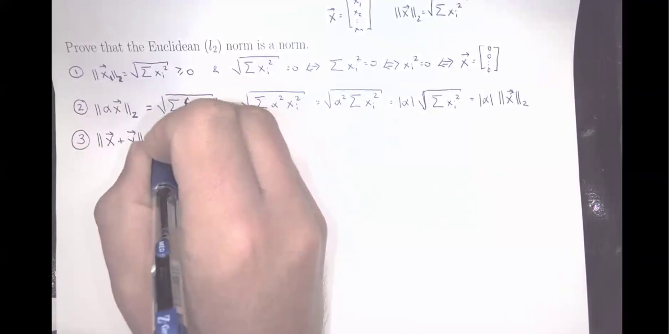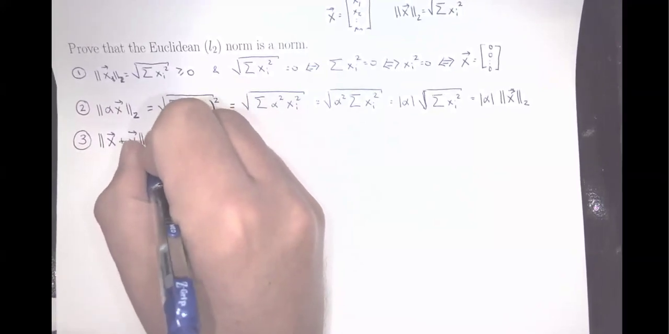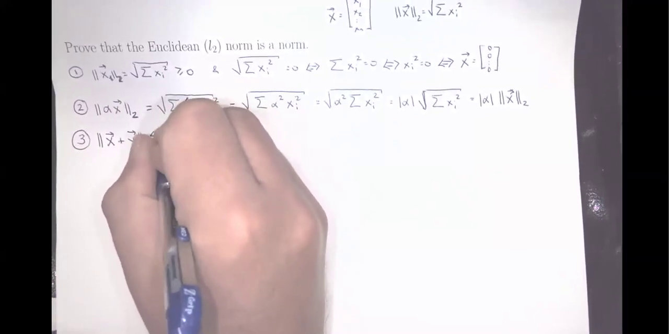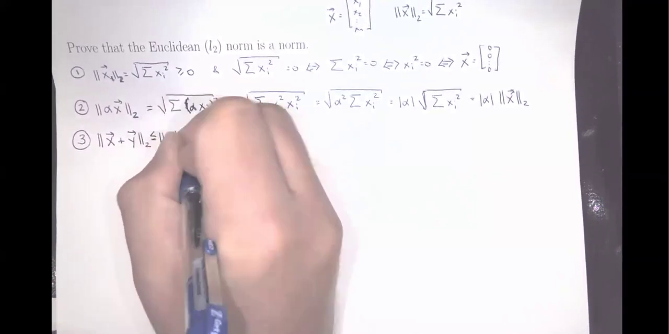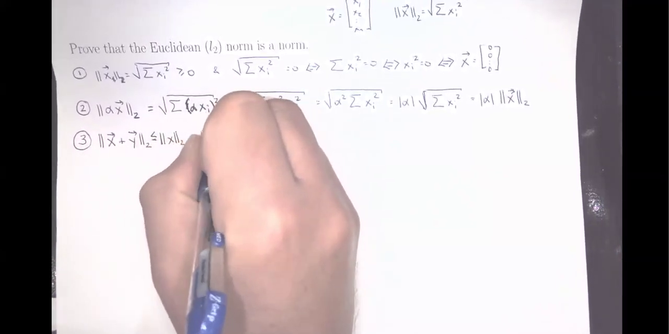And finally, the triangle inequality. The triangle inequality is a little bit different here. We want to show that the 2 norm of x plus y is less or equal to the 2 norm of x plus the 2 norm of y.